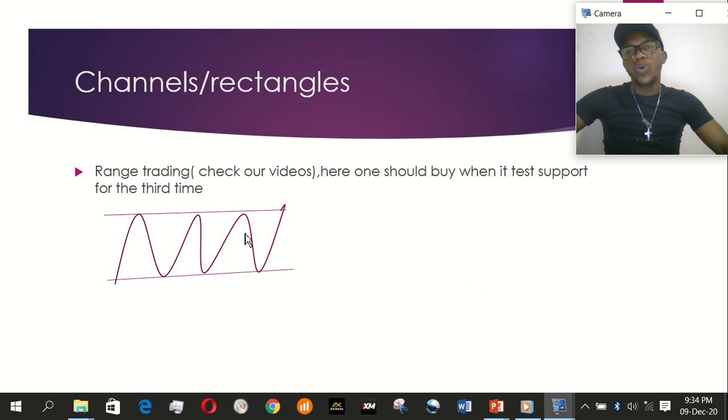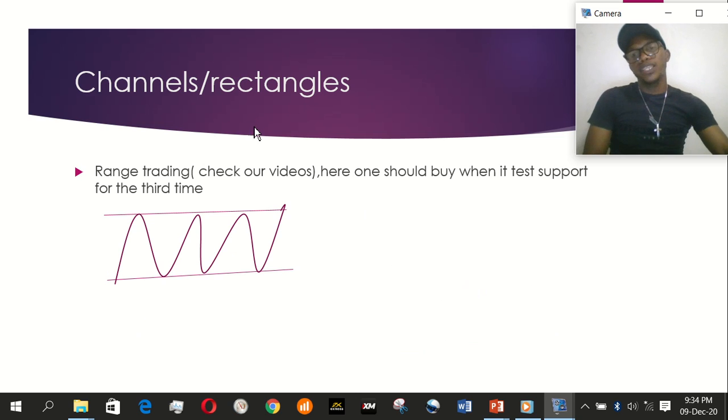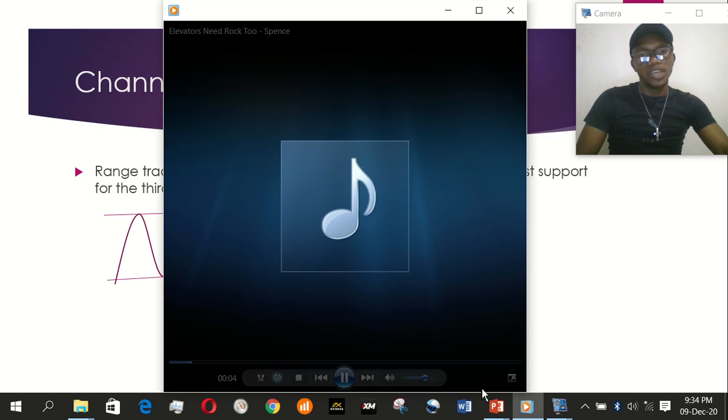There is also what you call channels, which are rectangles. Usually other people use them to trade when the market has retested at least 3 times. For instance, here 1, 2, 3, they place a buy here, and also here is their take profit. If the market is ranging, like the market is ranging sideways.